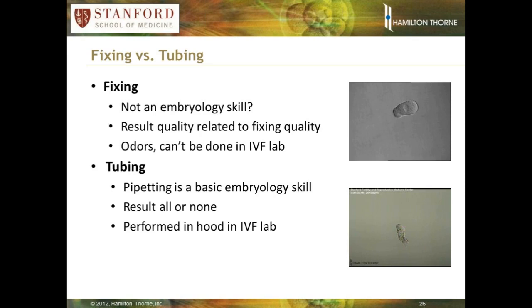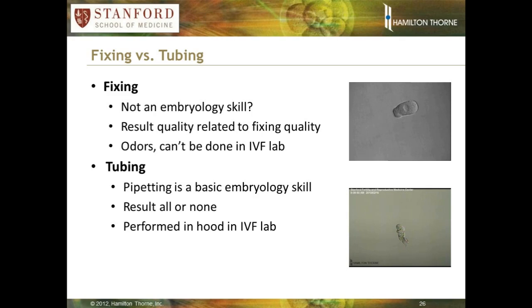The two problems I'm referring to are, first, that if you don't fix well, the results can be significantly compromised, which is not a good feeling, to think that something we weren't trained in is going to affect the results. And secondly, you need a second space to do the fixing because of the odors that the fixative generates. This typically is not done in the IVF lab. On the other hand, for doing tubing for the molecular approaches, the array-based technologies, pipetting is something we've all been trained in and are comfortable with. If you get the cell in the tube, you typically get a result. It's not contingent upon how well you pipetted.